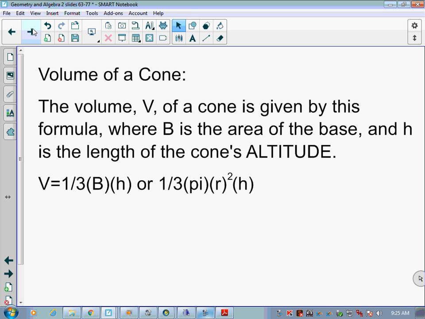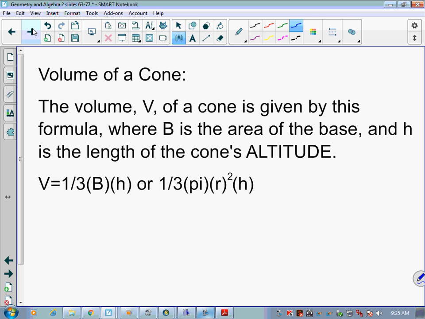Okay, the volume V of a cone is given by this formula, where big B is the area of the base, which we're going to use what formula for big B? Pi r squared, okay, is the area of the base, and H is the length of the cone's altitude. This is where we're not using slant height. We use slant height for surface area and lateral surface area. We use altitude for volume, okay? So that's why I capitalized altitude so that you knew that there was a difference. We're not using slant height here.